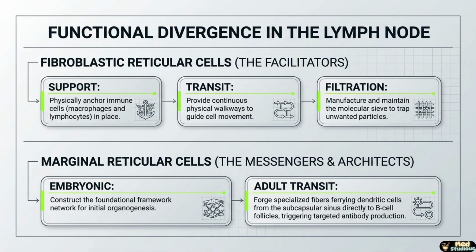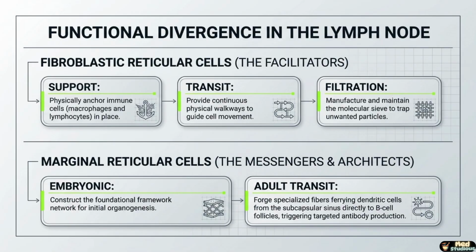They also manage transit, providing the continuous physical walkways to guide the movement of these immune cells. Finally, they handle filtration, manufacturing the actual molecular sieve that physically traps unwanted viral or bacterial particles. Conversely, the marginal reticular cells act as the messengers and architects. Embryonically, they construct the foundational framework required for the initial organogenesis of the lymph node itself.